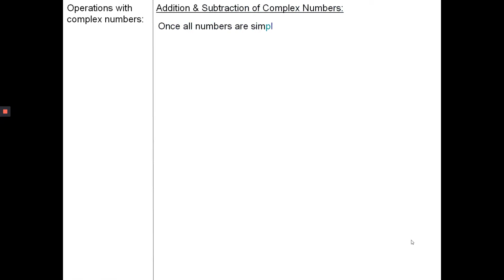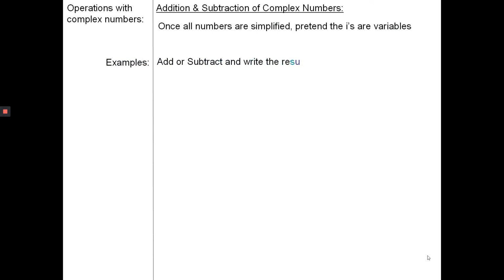All right, operations with complex numbers. We're going to start with addition and subtraction. Okay. Once all the numbers are simplified, you pretend the i's are variables. So, for example, 3 plus 8i plus 2 plus 9i. We're going to break these up. We're going to drop our parentheses, and we're going to look at our like terms.